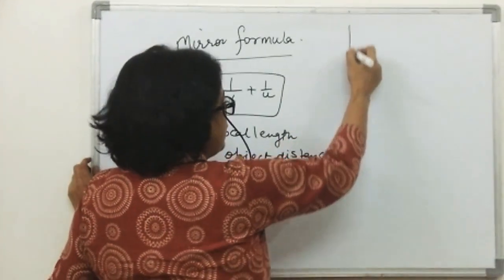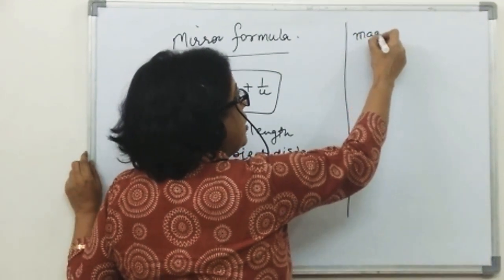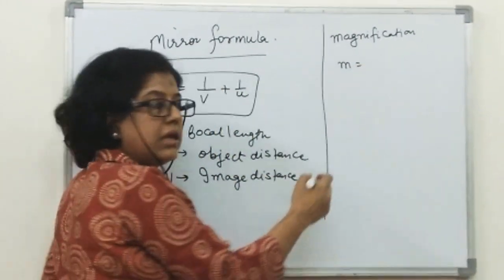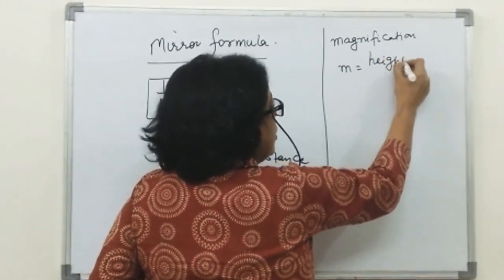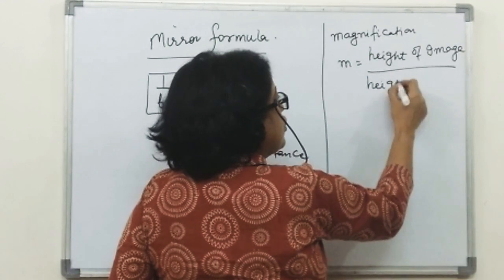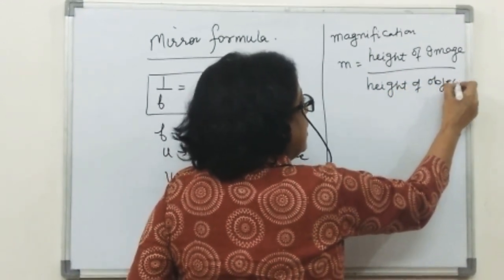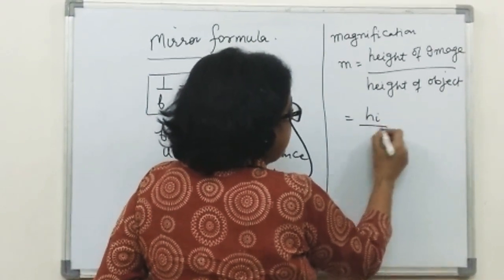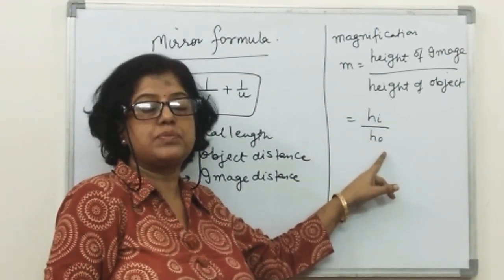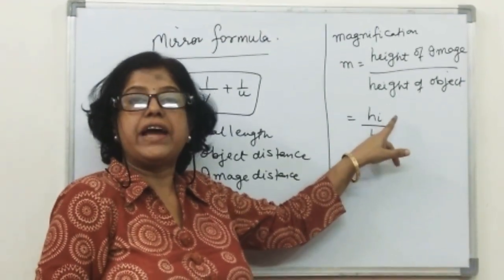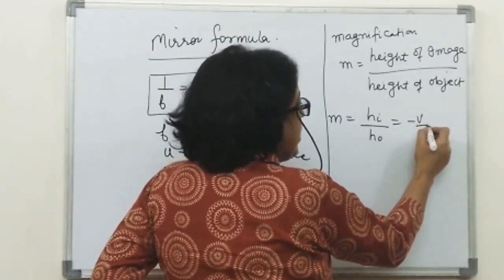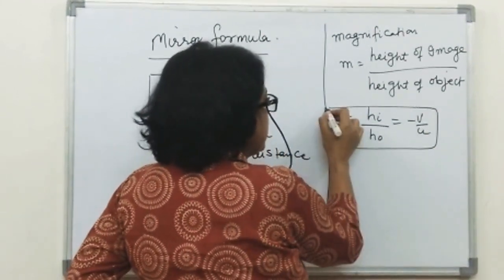There's one more formula that we have to talk about, and that is the magnification of the mirror. Magnification is denoted by small m, and it is defined as the height of image to the height of object. In short, I can say h_i divided by h_o. You can write h2 by h1 as well. I am writing i and o as subscripts so that you can remember that it is the ratio of height of image to the height of object. Now this can also be equal to minus v by u, where v is the image distance and u is the object distance.